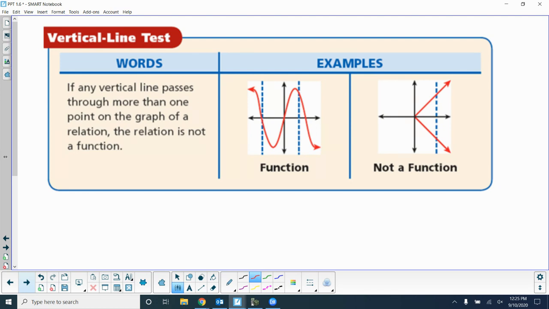Both of these are a set of ordered pairs. Both of those are relations, right? But one of them's a function, one isn't.